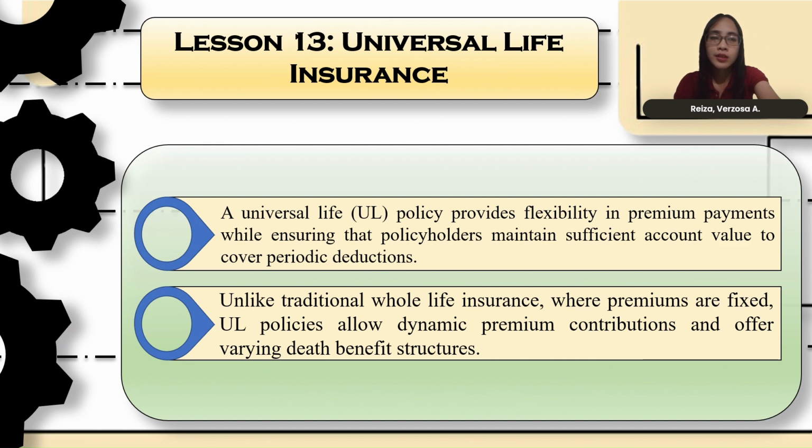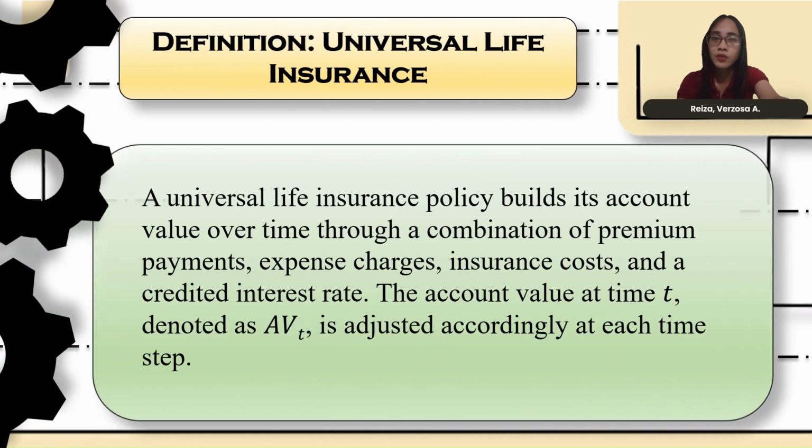Unlike the traditional insurance with fixed premiums, universal life insurance allows policyholders to adjust their payments and benefits over time. However, it is important to maintain a sufficient account value to keep the policy active. A universal life policy offers flexible premium payments. The policyholder chooses how much to pay as long as there is enough in the account to cover expenses and insurance costs. The death benefit is also adjustable, which makes it more dynamic than the whole life insurance.